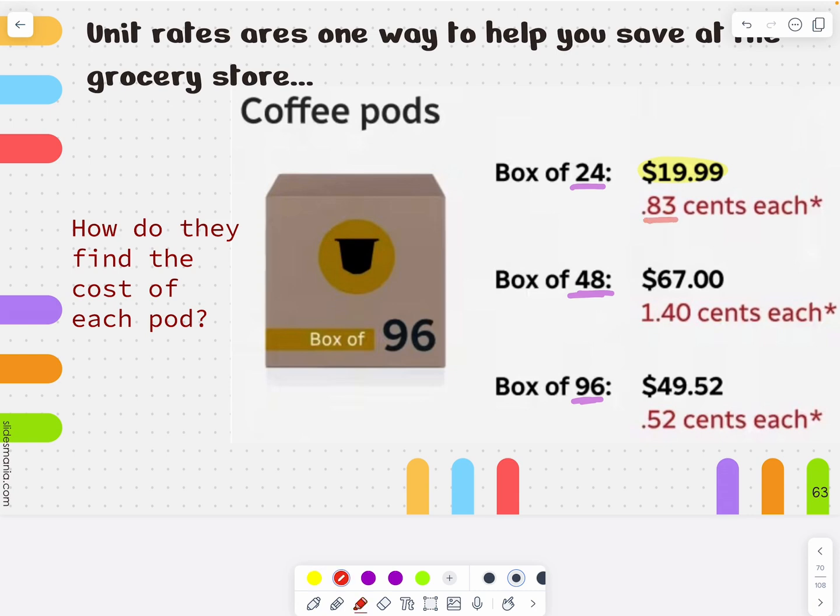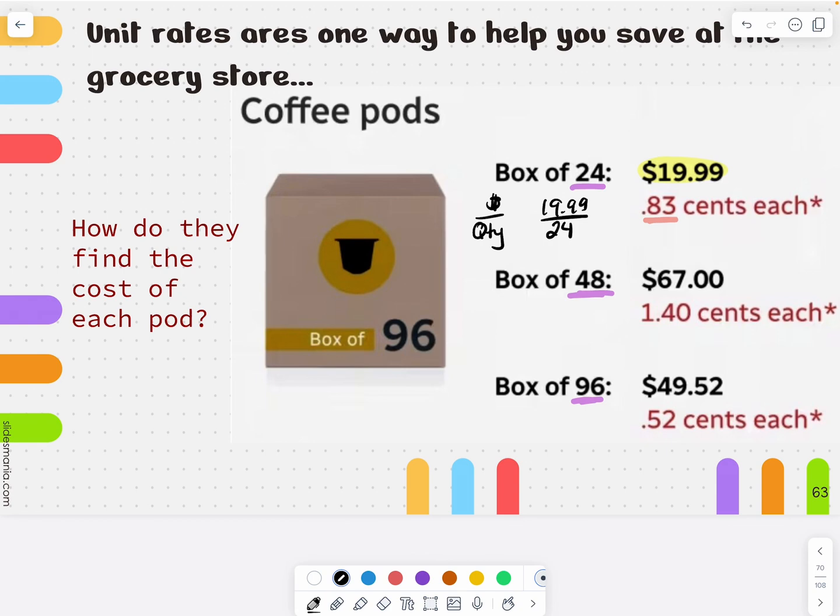They're telling us already it's 83 cents. How do they do that calculation? A lot of grocery stores do this calculation for you, and if you look really closely at the price tab, you'll see it, but not all do. How are they getting the 83 cents? All they are doing is taking the price and dividing it by how much you're getting. So they're taking $19.99, dividing it by the 24 coffee pods.